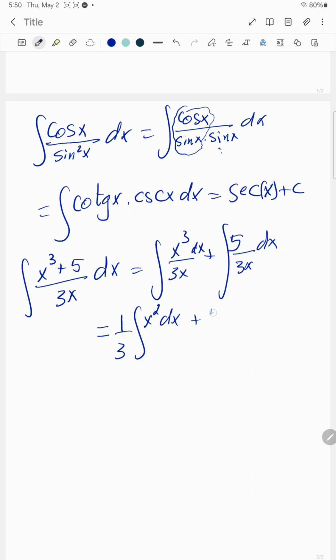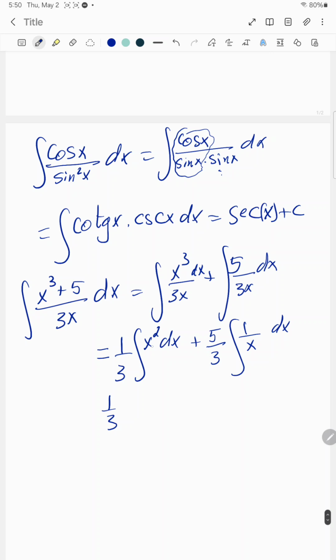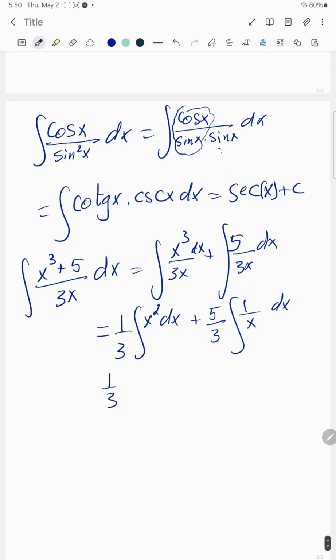And the second integral, I can take 5 divided by 3. It's my constant, and I will end up with the integral of 1 over x dx. So 1 over 3, and the third formula in my previous video, number 10, would show me that the integral of x squared is equal to x cubed divided by 3 plus c1, plus 5 over 3.